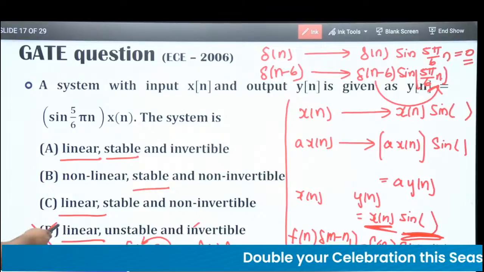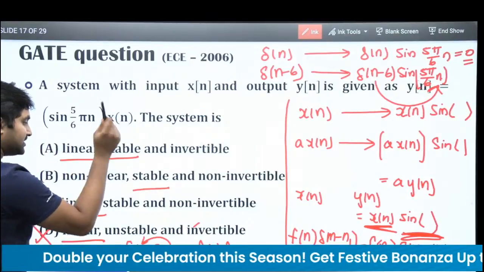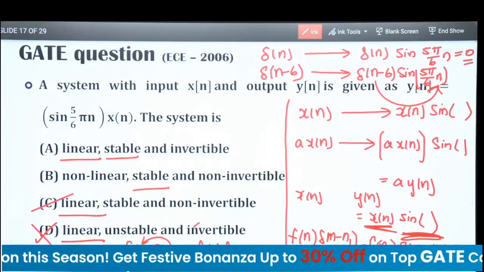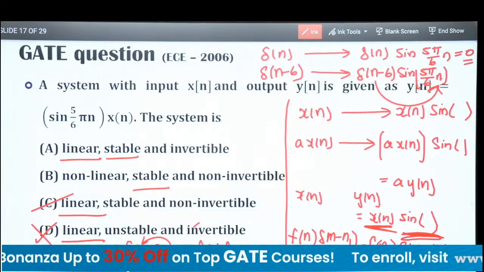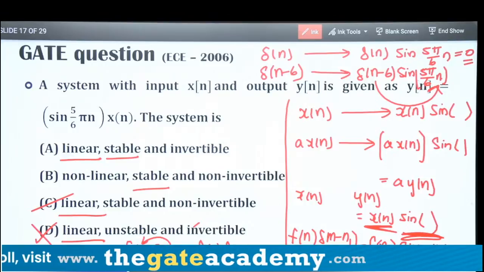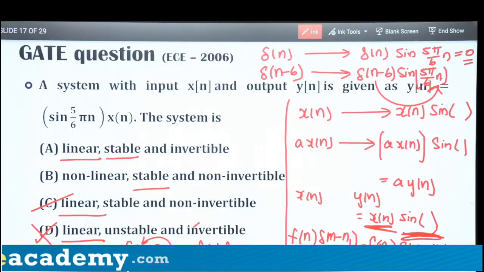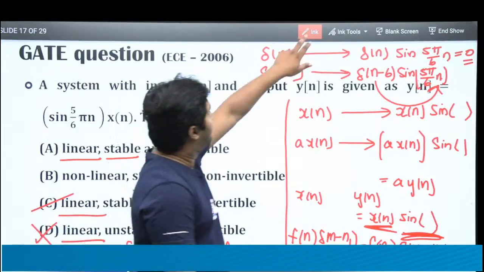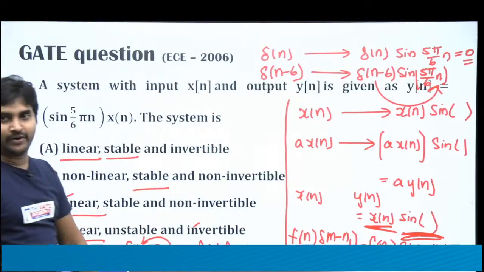So it is linear? Yes. Is it stable? Yes. It is non-invertible in nature. Option C is the correct answer. I think Harsha has answered it correctly. Amartya has also answered it correctly. Very good. Harsha and Amartya both have answered this correctly. Very good, my dear students.